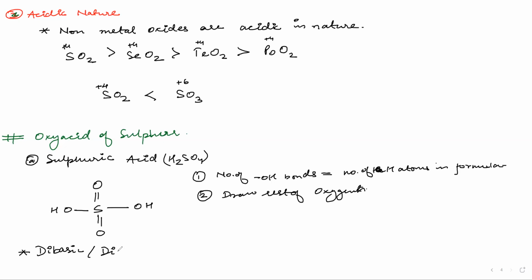Or we say it is diprotic. Now, what is the hybridization here? Sulfur has how many surrounding atoms? Nazira, can you tell me how many surrounding atoms does sulfur have here? 1, 2, 3, 4. So if it has four surrounding atoms, the hybridization will be sp3. Are you guys done? Yes, sir.